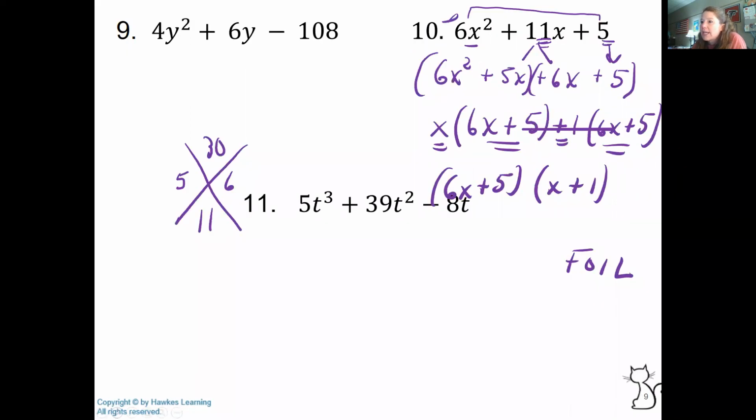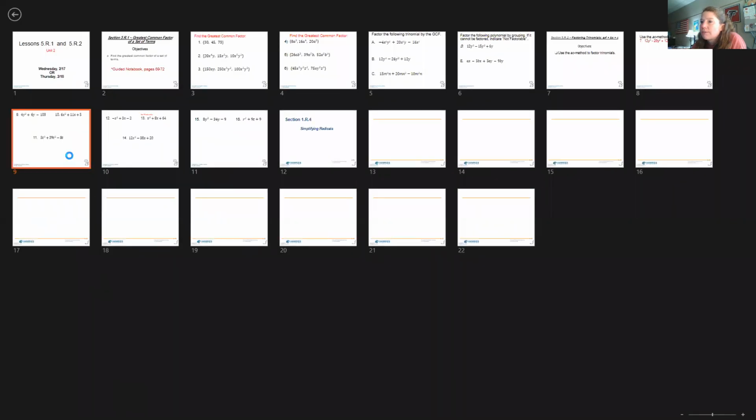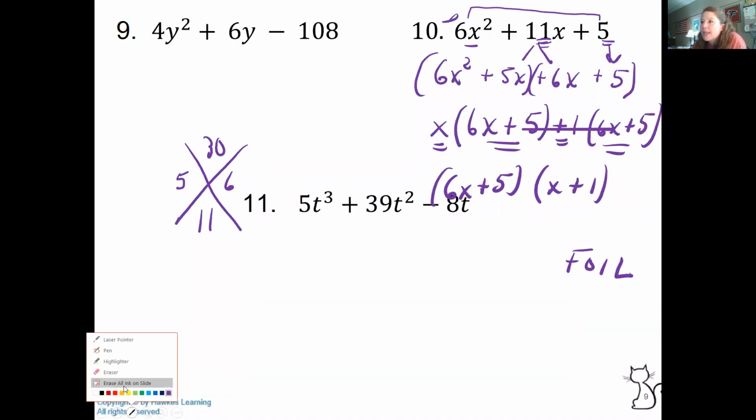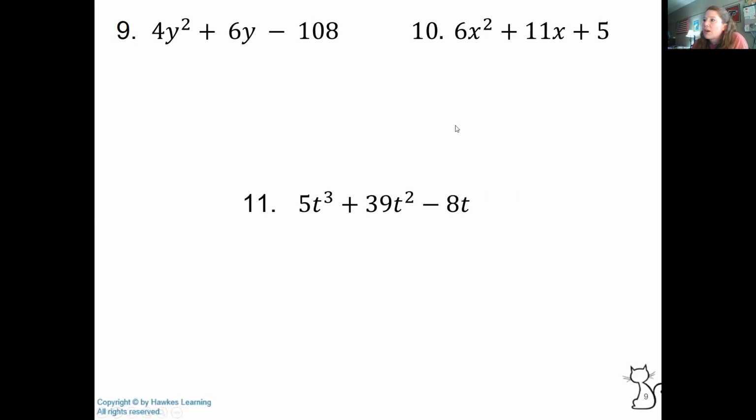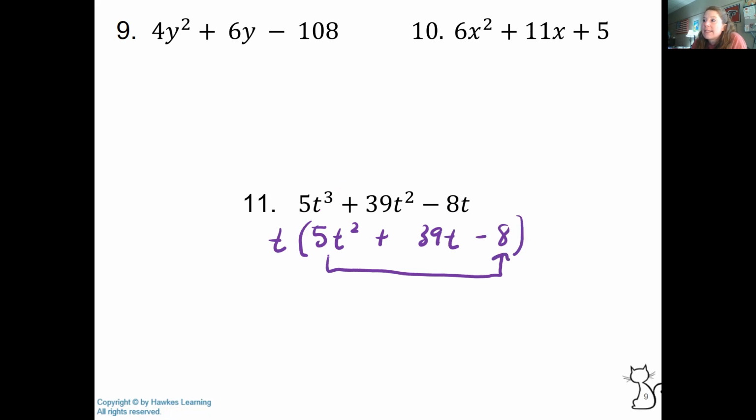All right, so let's do number 11. They don't have any common factors. Oh, they do have common factors. What can I pull out of all of those? I could pull a t, right? So then I have 5t squared plus 39t minus 8.